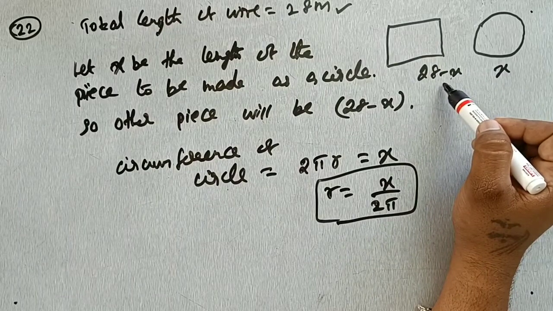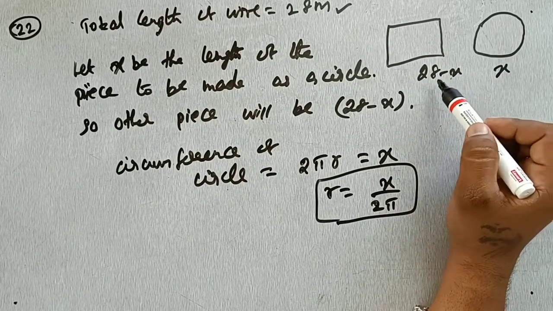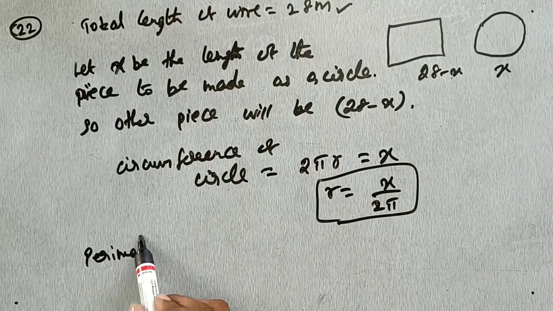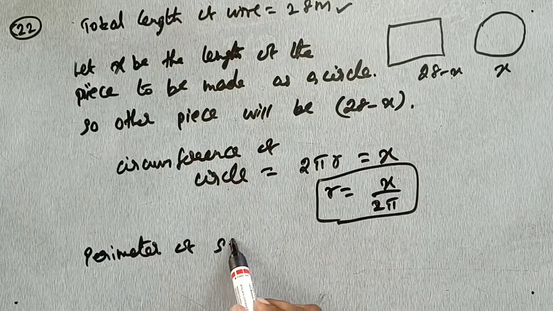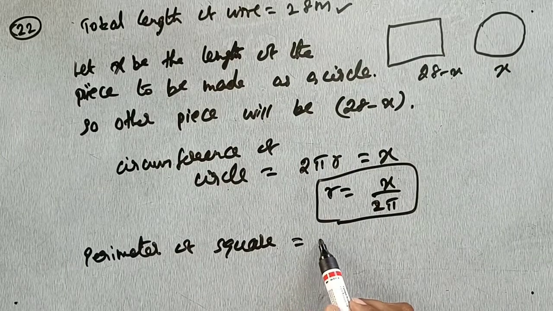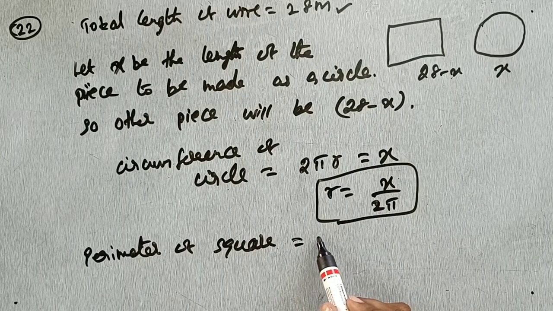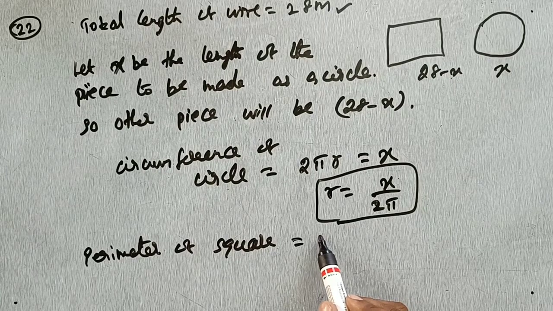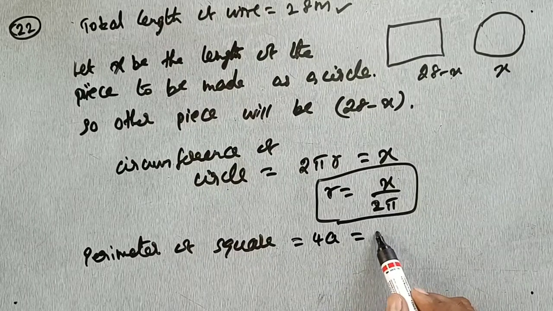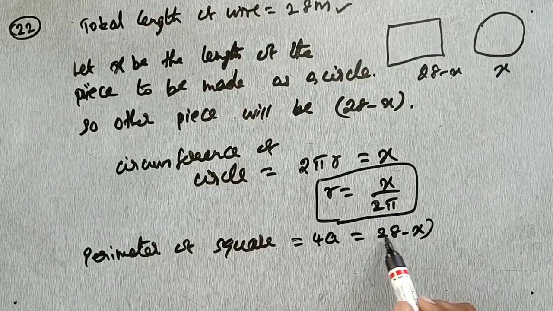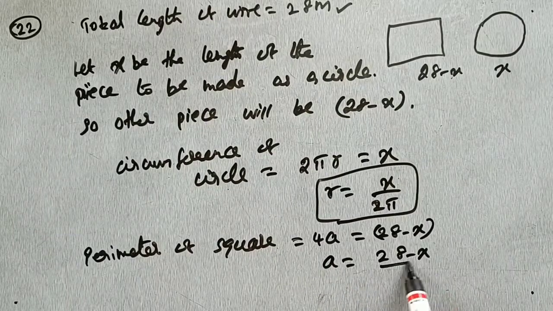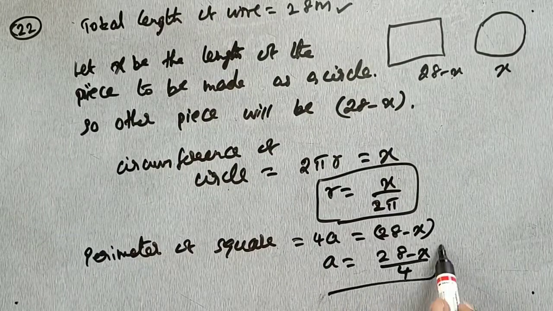x, that is nothing but the perimeter of the square. So perimeter of square we can consider: perimeter of square equal to 4a, so I am writing 4 into a, that is equal to 28 minus x, that is the remaining piece. So what is the value of a here? a equal to 28 minus x divided by 4. This is the value of a now.